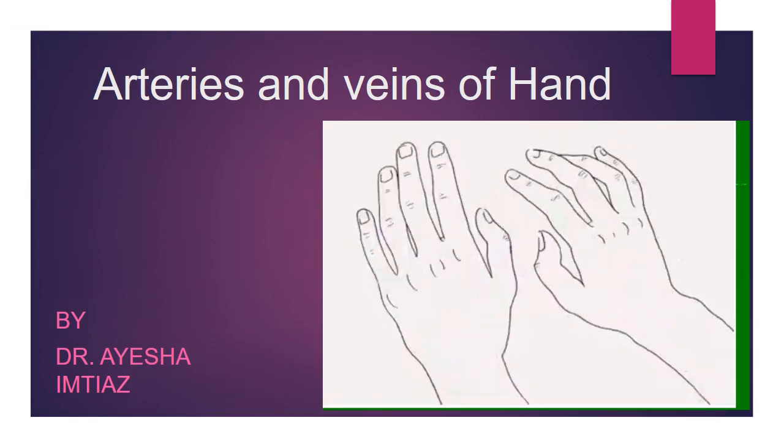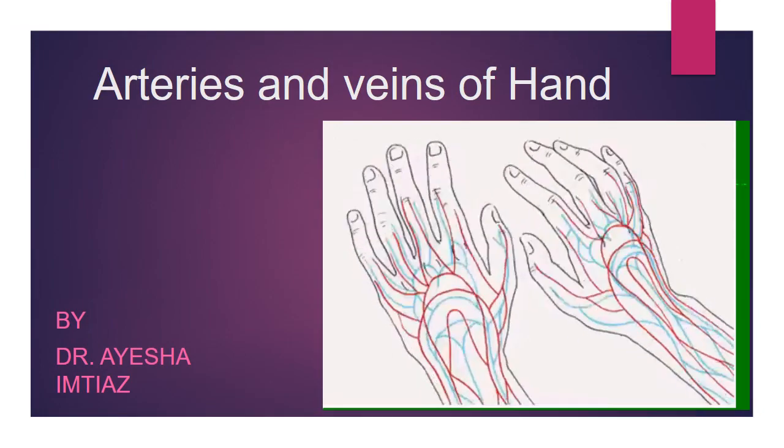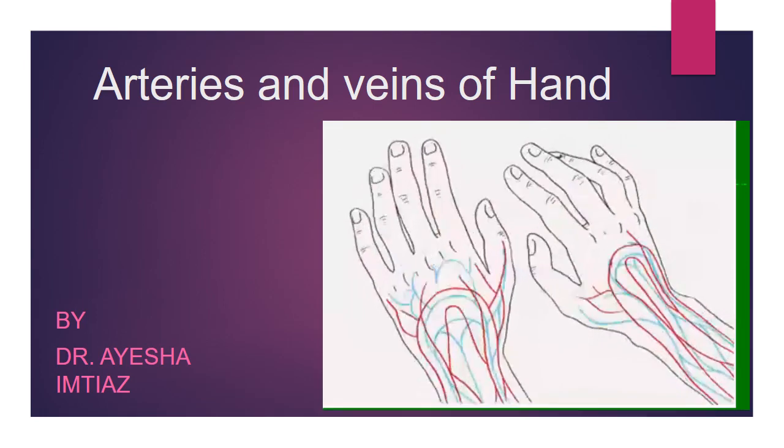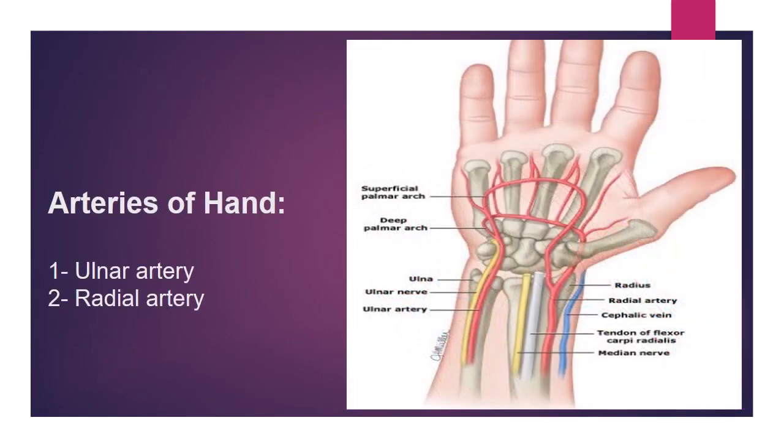Our topic for today is arteries and veins of the hand. We'll start with arteries of the hand. First of all, the main arteries supplying the hand are the ulnar artery and the radial artery.